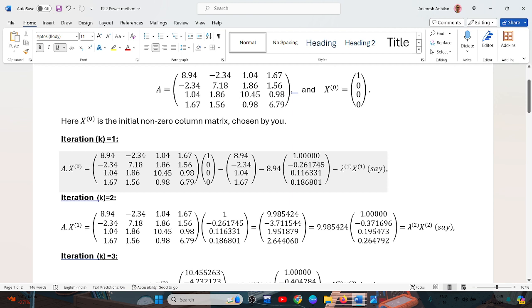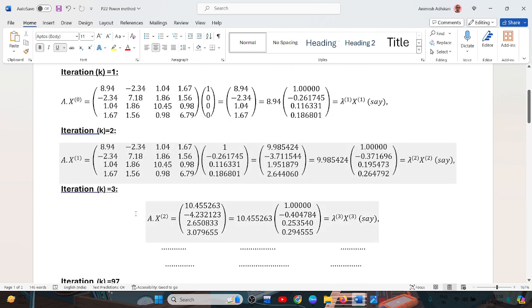For the next step, k equal to 2, A is the given matrix, and x1 is from the previous step. Multiply them and we get A into x1. The numerically largest element is this, and we divide each element by this numerically largest element. We get lambda 2, the lambda for step 2, and this is x2, the column vector x for iteration 2.